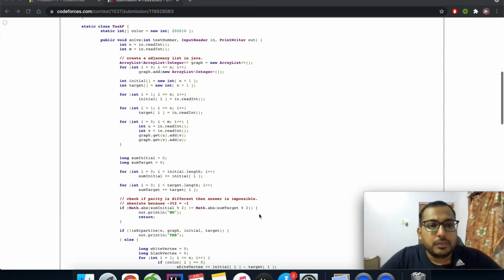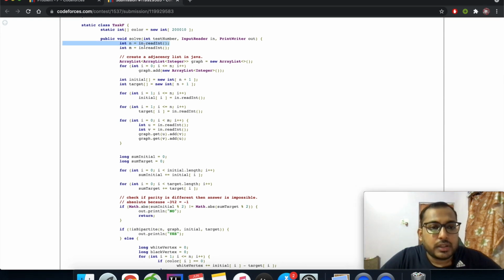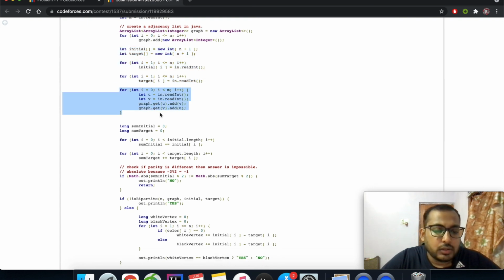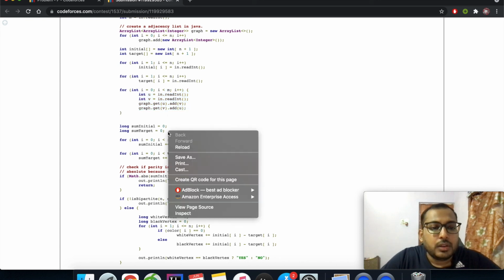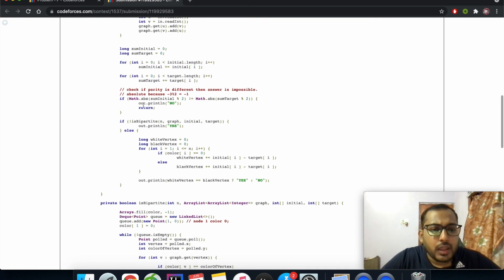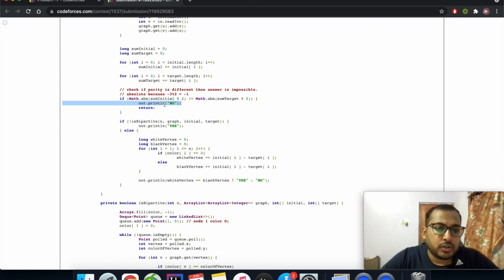So let's look at the code. I first take n as the number of vertices, m as the number of edges from the user input. I create an adjacency list for my graph. Next I take the initial and the target arrays from the input, and finally I take all the edges that are being given. Next I do a summation of all the initial values and a summation of all the target values. I then check if the parity of both my initial sum and the target sum are the same. If it is not, then simply return no from here itself.